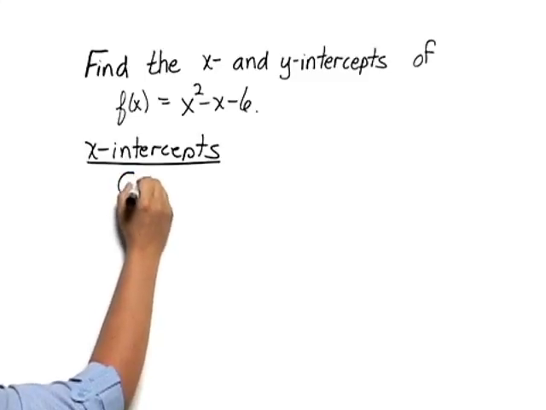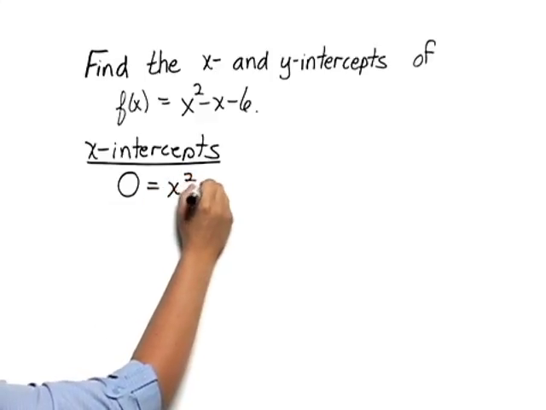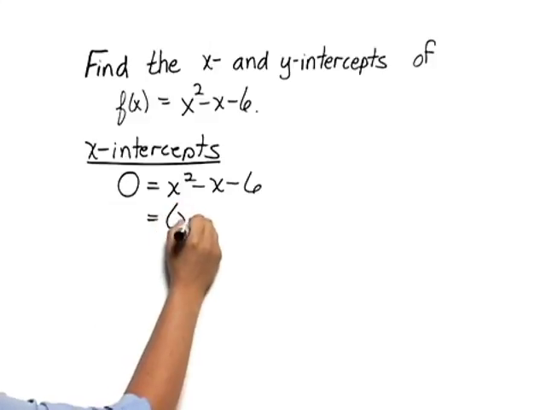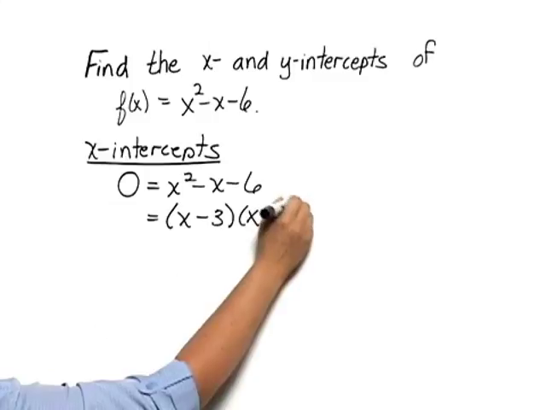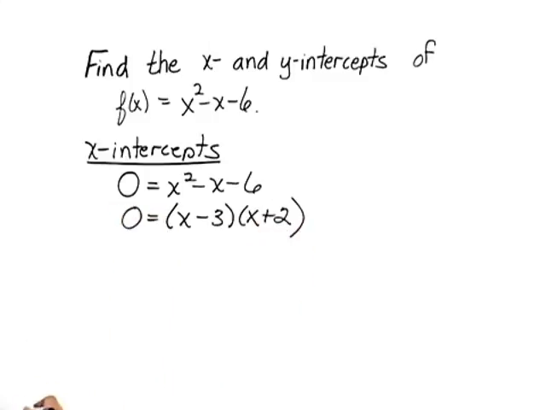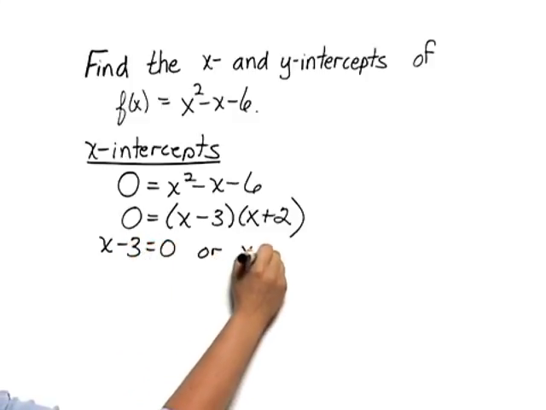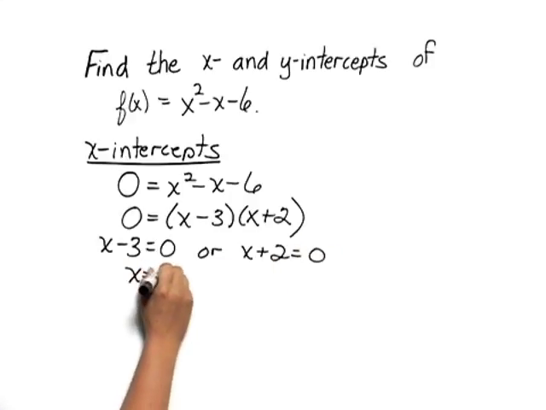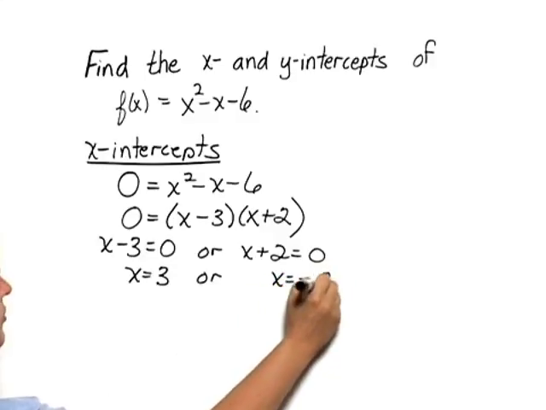So we solve 0 = x² − x − 6, letting f(x) equal 0. Factoring, we would have (x − 3)(x + 2) = 0. Using the principle of zero products, we would have x − 3 = 0 or x + 2 = 0, which will give us x = 3 or x = −2.